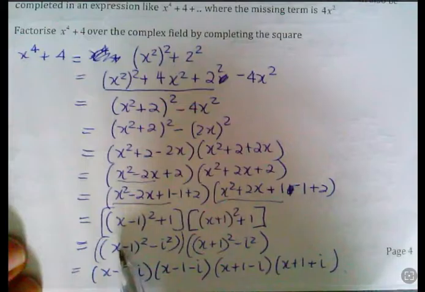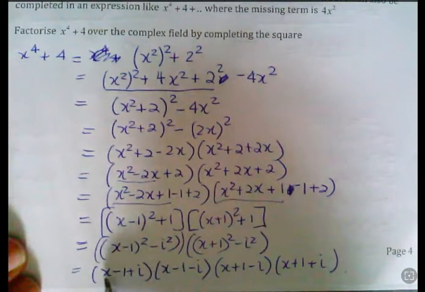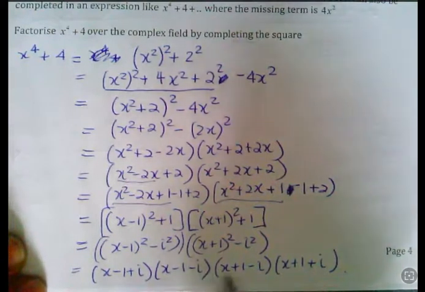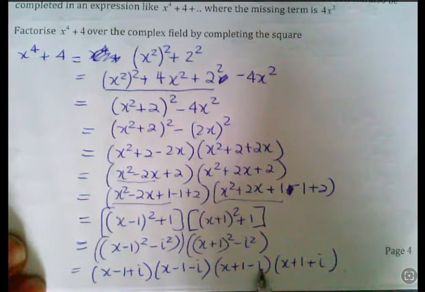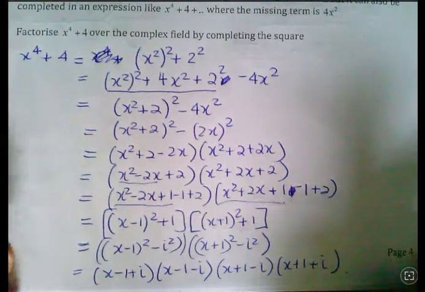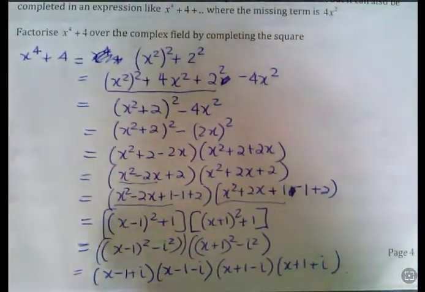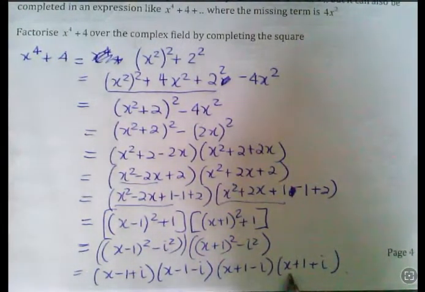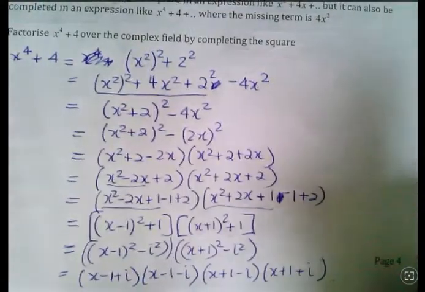And that's in the format of a squared minus b squared. So I've got x minus 1 plus i, x minus 1 minus i, x plus 1 minus i, and x plus 1 plus i. It doesn't matter which one's first, as long as one's minus, one's plus. And therefore that's now been factorized over the complex field. Notice all our final terms are factorizations with x.